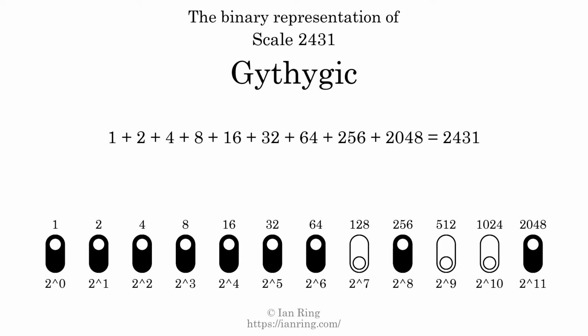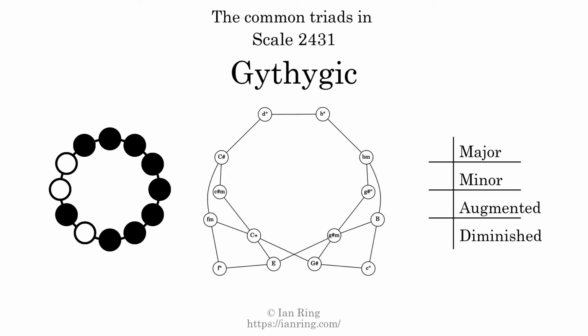That is why the scale number, in decimal, is 2431. The scale number not only enumerates the scale with a unique index, but it also literally describes the tonal content of the scale. Represented as a binary number in base 2, the scale number is 1001011111111. Here are the common triads present in this scale.